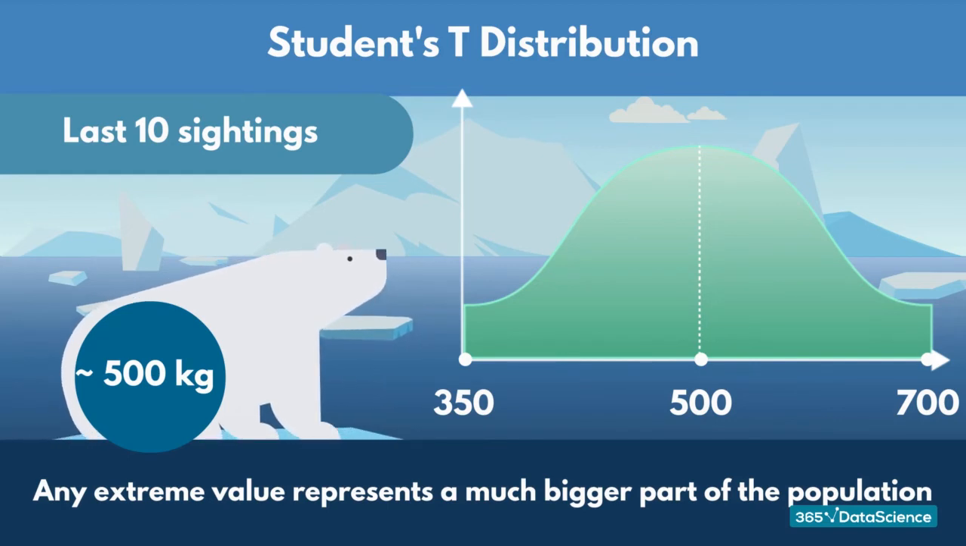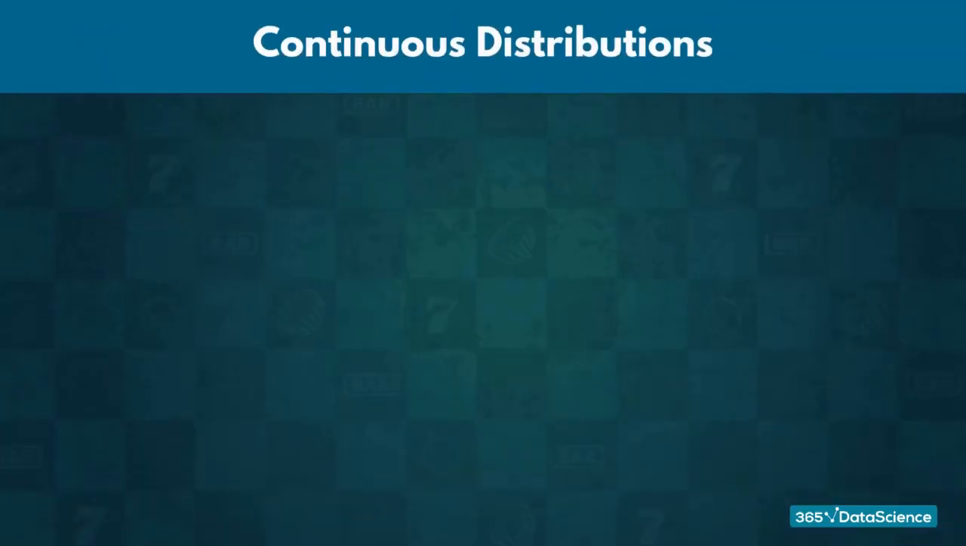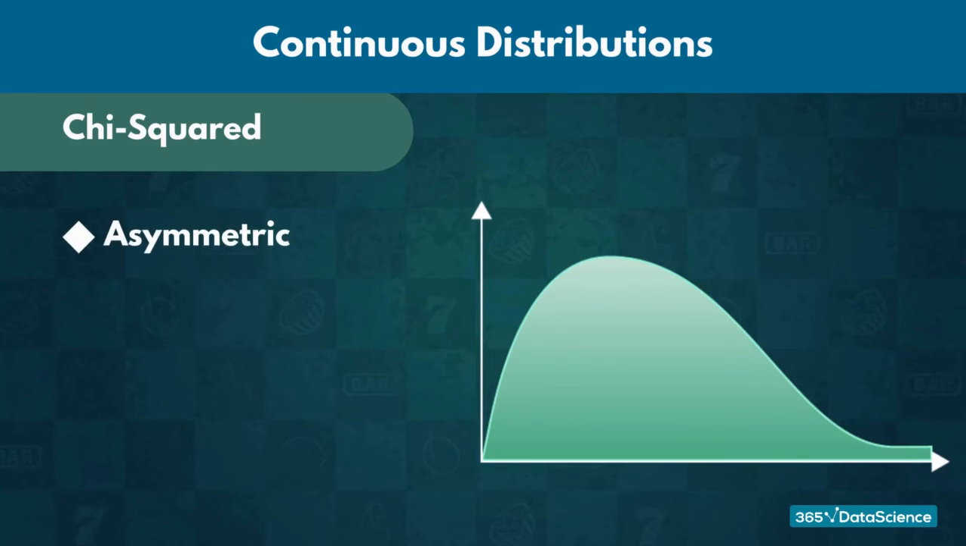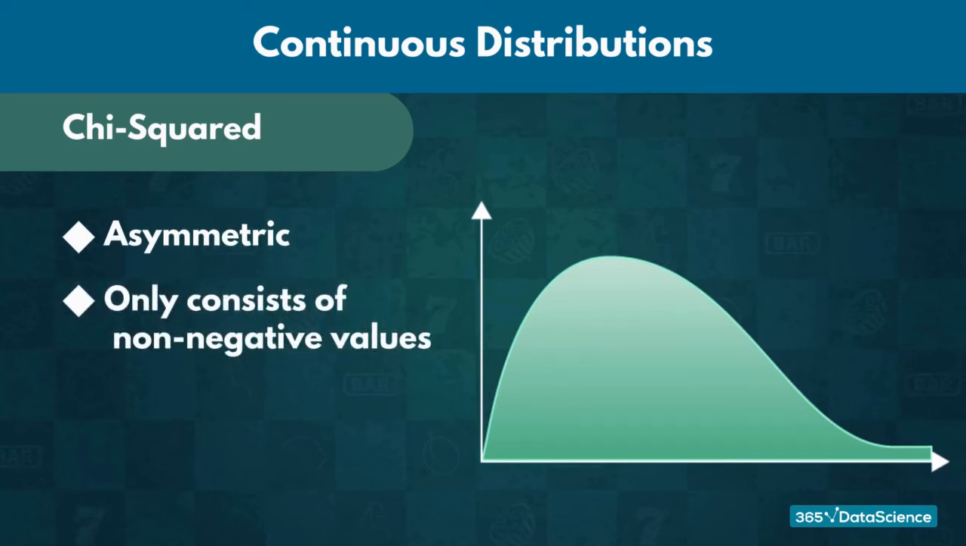Good job, everyone. Another continuous distribution we would like to introduce is the chi-squared distribution. It is the first asymmetric continuous distribution we are dealing with, as it only consists of non-negative values. Graphically, that means that the chi-squared distribution always starts from 0 on the left. Depending on the average and maximum values within the set, the curve of the chi-squared graph is typically skewed to the left.